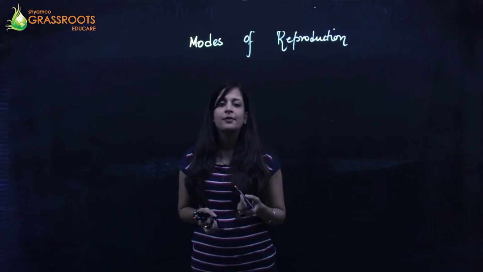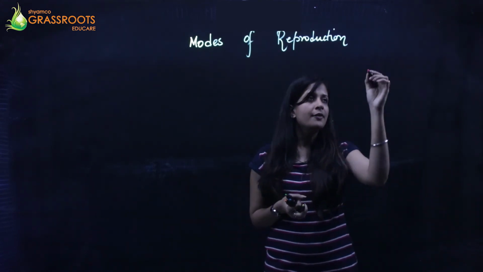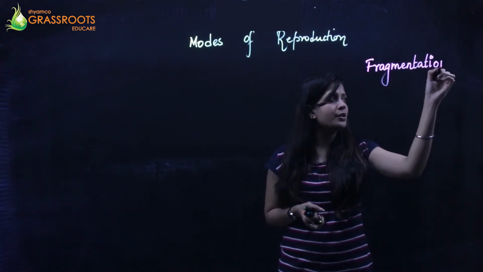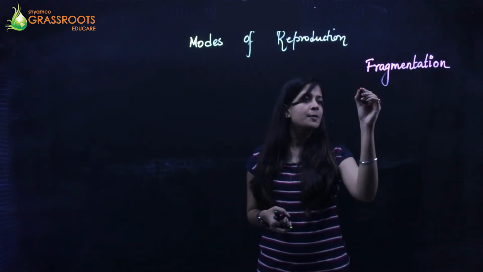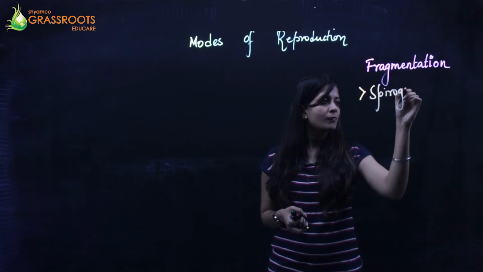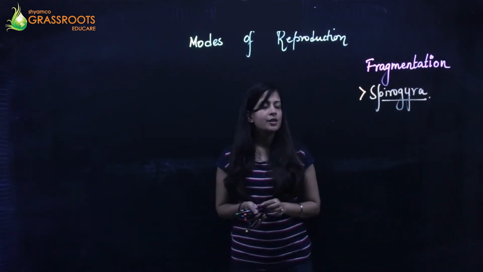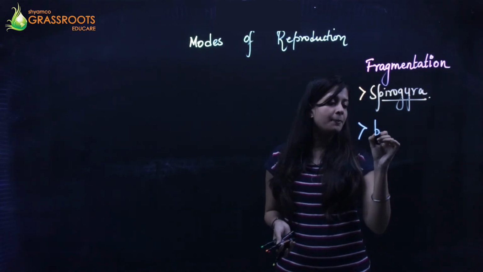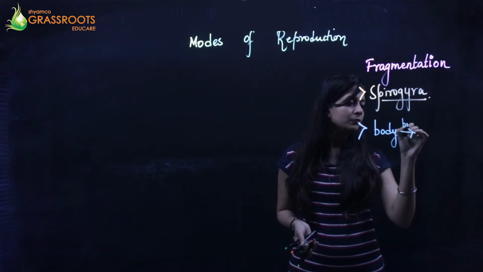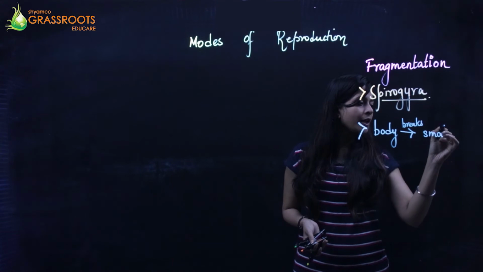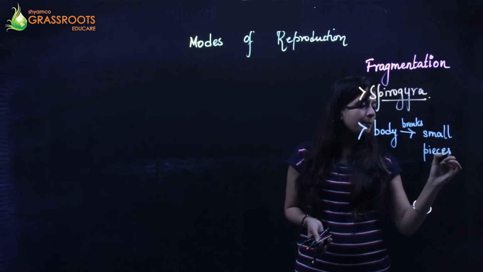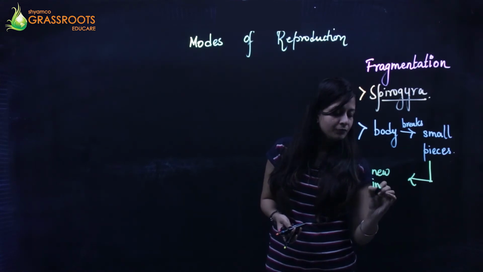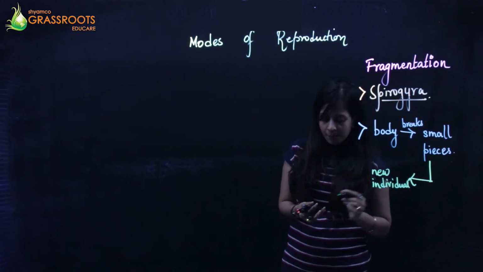The next process by which organisms can divide is known as fragmentation. Fragmentation is a very common process in organisms like Spirogyra. In fragmentation, the entire body breaks up into small pieces, and these small pieces of the body are capable of giving rise to a new individual. Now, Spirogyra looks like this.